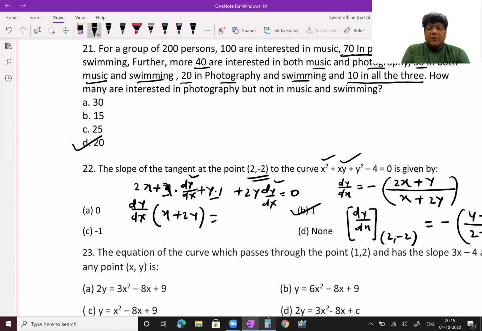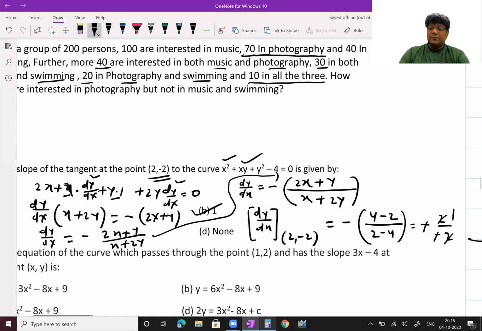Now, dy by dx taken common, x plus 2y. This 2x plus y will go that side, that is minus (2x plus y). Now if you remove this portion, dy by dx is equal to minus (2x plus y) by (x plus 2y). Check, same thing you are getting. See here.